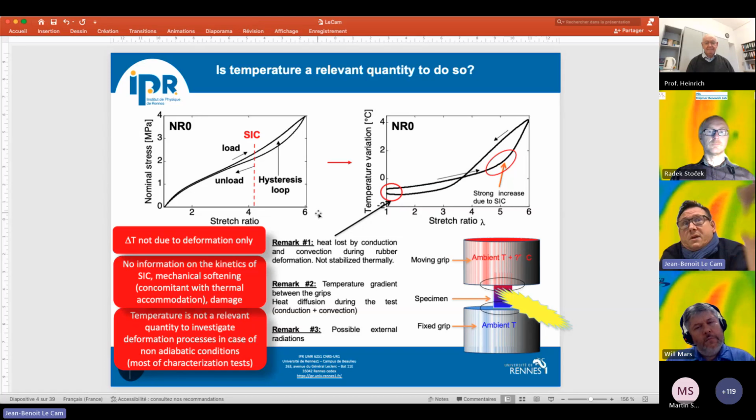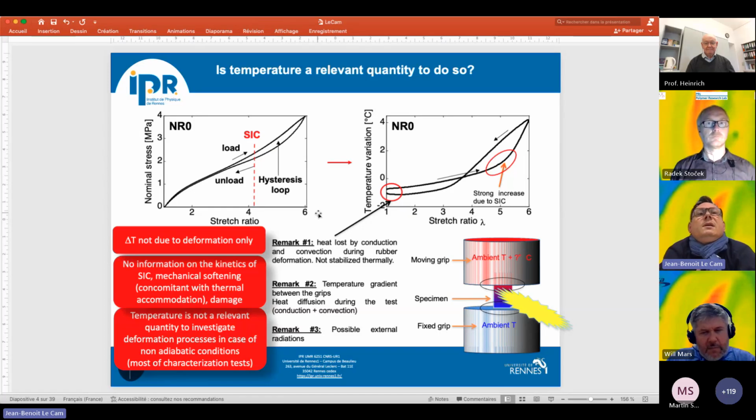In the case of strain-induced crystallization here, there is no real quantitative information on the kinetics of SiC, on the mechanical softening, and on damage. So temperature is not the relevant quantity to investigate deformation processes, especially in the case of non-adiabatic conditions, which is most of our characterization tests.